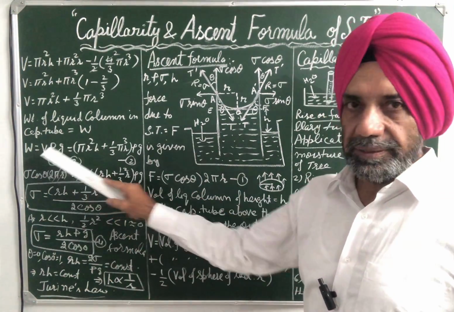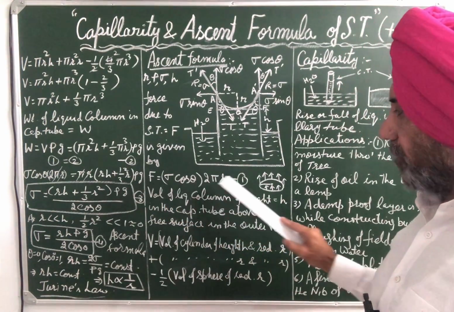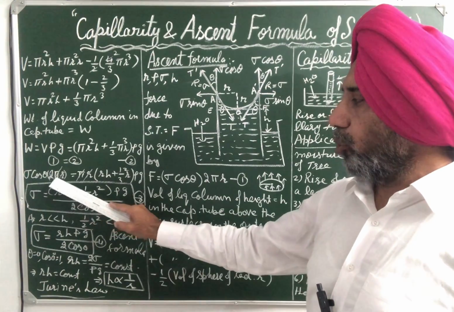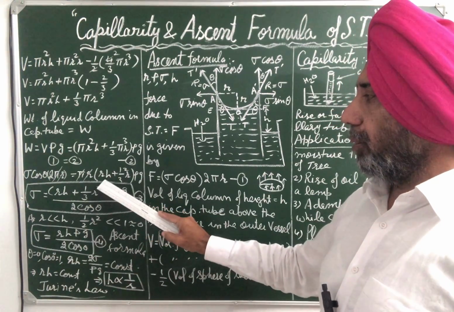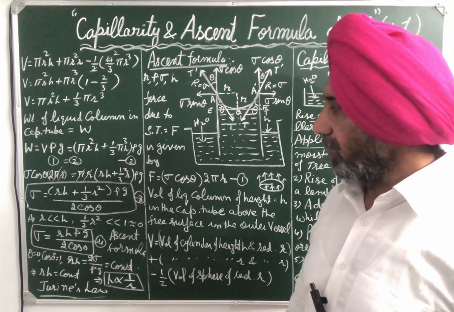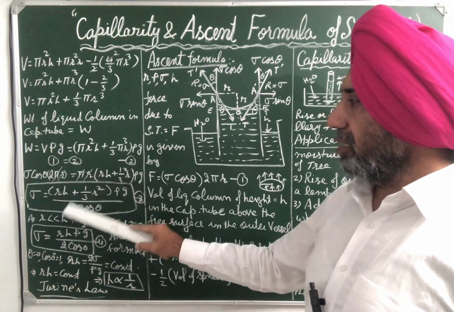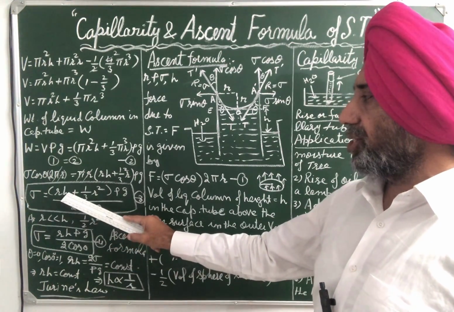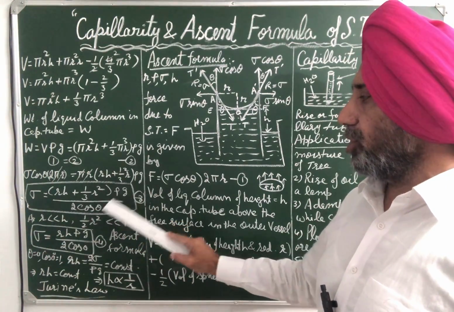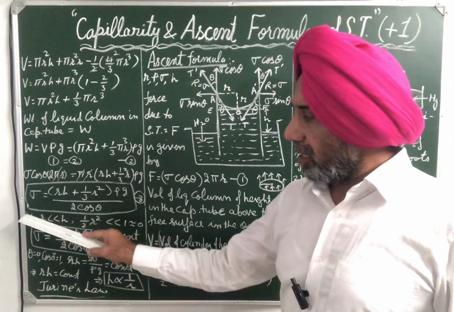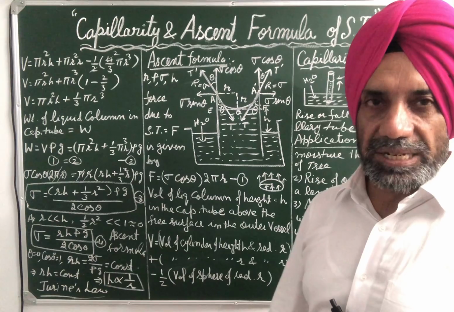So this weight balances the force due to surface tension. So 1 must be equal to 2. So sigma cos theta into 2 pi r is equal to pi r into r h plus 1 by 3 r square rho g. So pi cancels, one r cancels. So we get sigma is equal to r h plus 1 by 3 r square rho g upon 2 cos theta, which is the exact Ascent formula for surface tension.